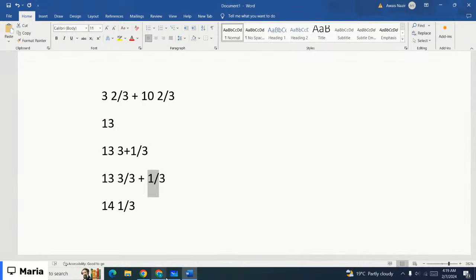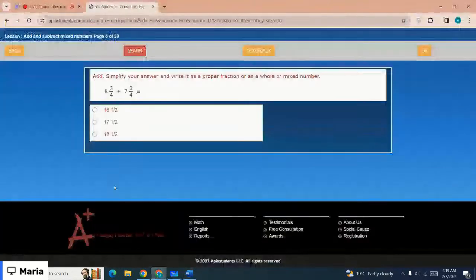That is 14 whole 1 over 2. Okay, the next one is 8 whole 3 by 4 plus 7 whole 3 by 4. Which is the correct option?